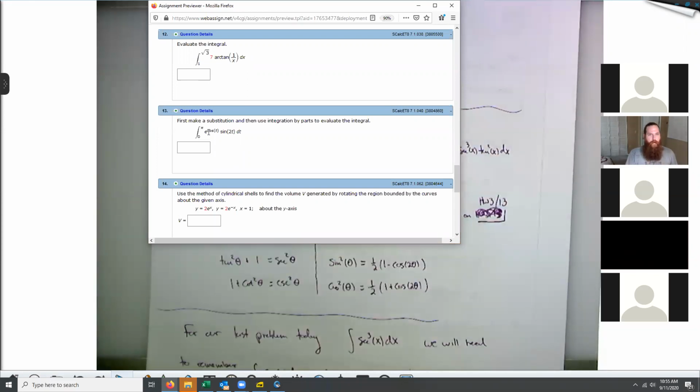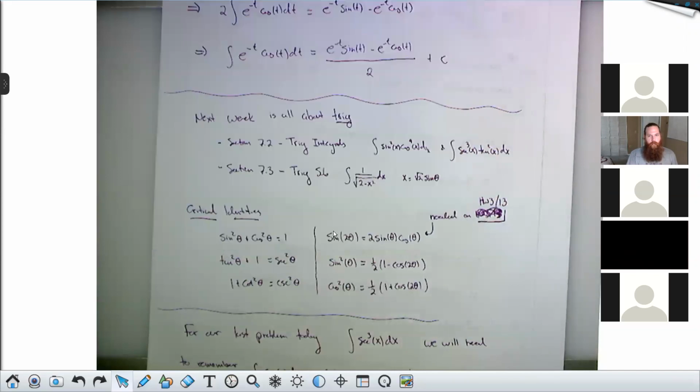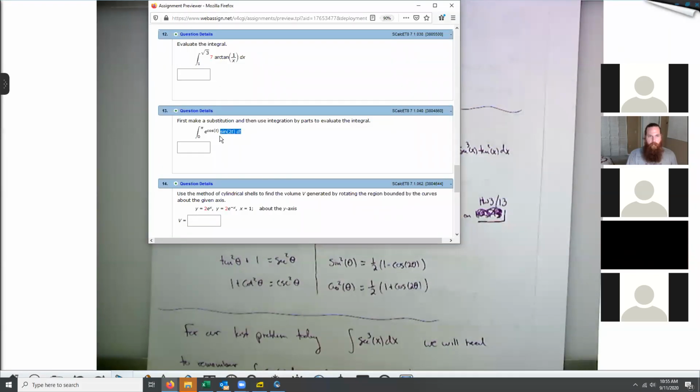On number 13 here, you're going to substitute for cos t. You're going to let u or x or some other variable be cos t. And in order to make that substitution go through, you first need to replace the sine 2t by 2 sine t cos t. So use this identity on this problem, then make a substitution. After your substitution, this is going to turn into an integral like the one we just did, the e to the x cos x integral.